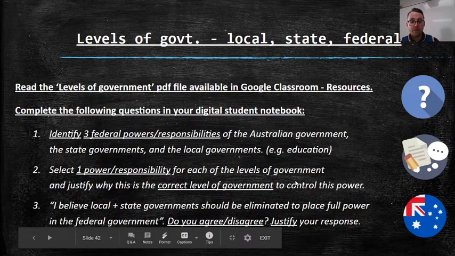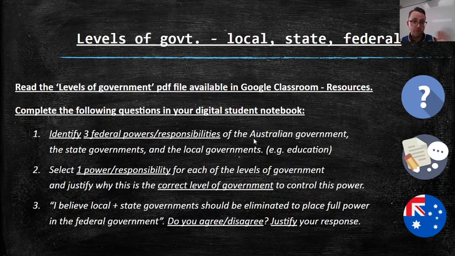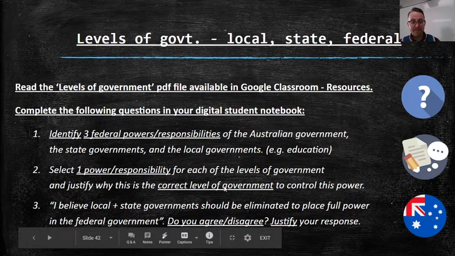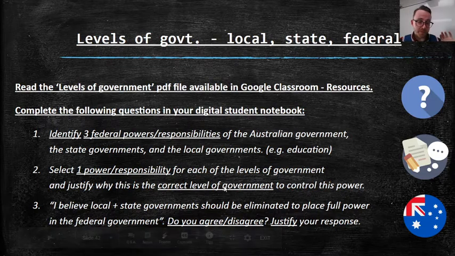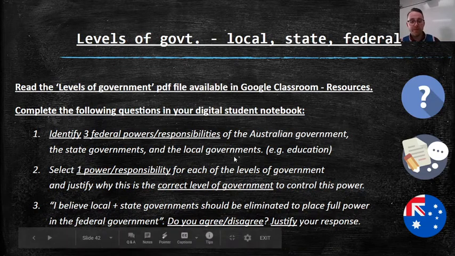So let's say I went with the military for my Australian federal national government. Why does the military need to be sorted by the national government? Why can't Monash Council run the entire country's military? So 1 or 2 sentences explaining, justifying why that power responsibility should be organized by that level. Why isn't the Prime Minister the guy in charge of parking tickets in Monash Council? Probably got better things to do.